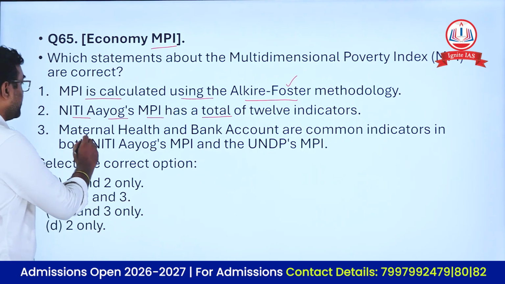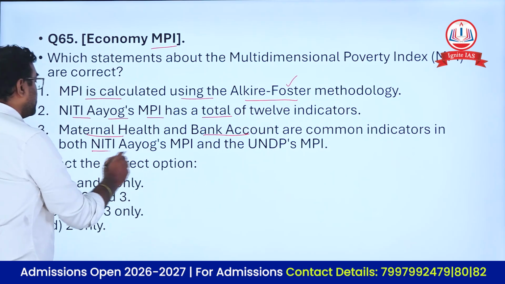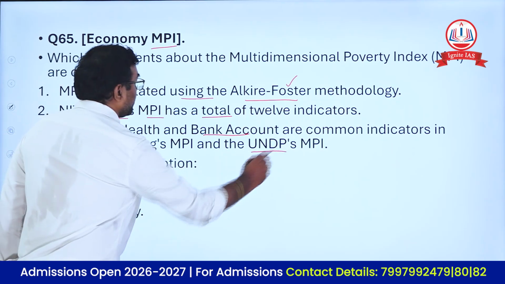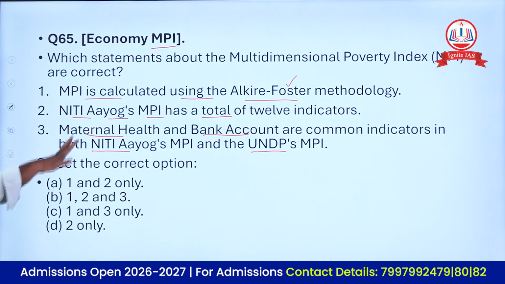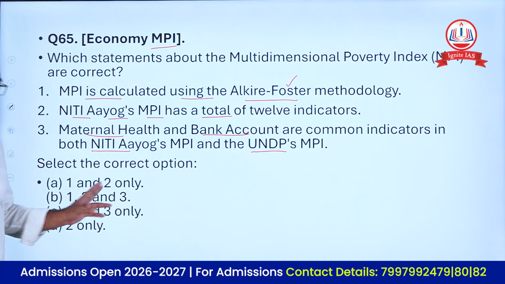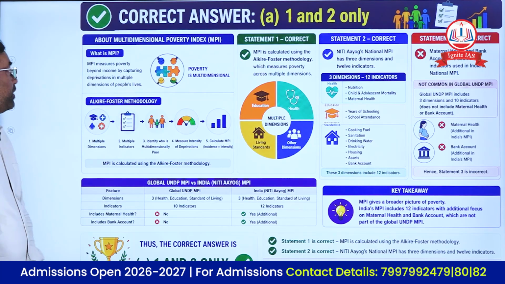Next, maternal health and bank account are common indicators in both the NITI Aayog Multidimensional Poverty Index and the UNDP Multidimensional Poverty Index. So here 3 statements are given. Which of the following statements are correct? Option A, 1 and 2 only; option B, 1, 2, 3; option C, 1 and 3; option D, 2 only. So if you see, the answer is 1 and 2 only.